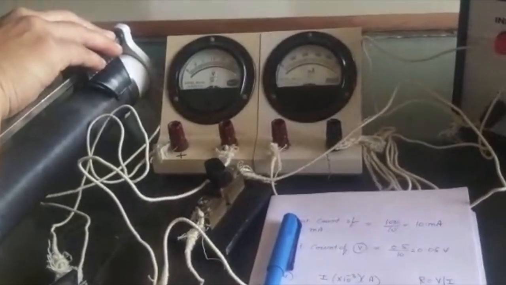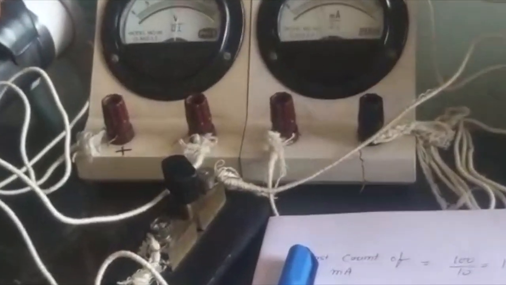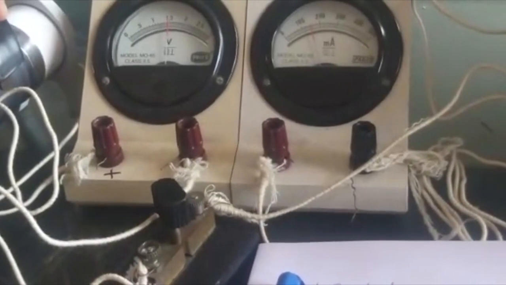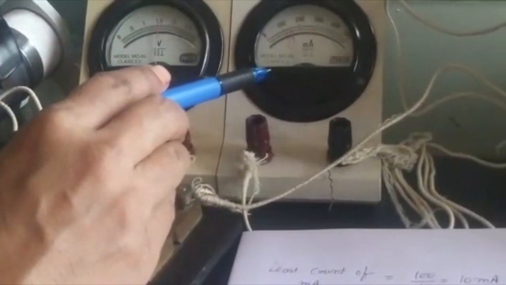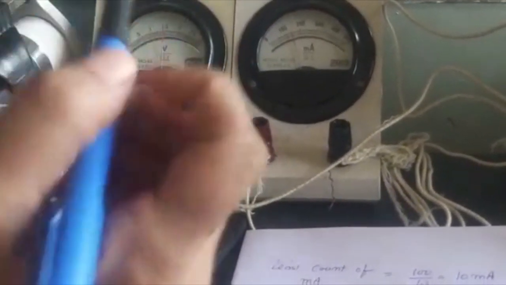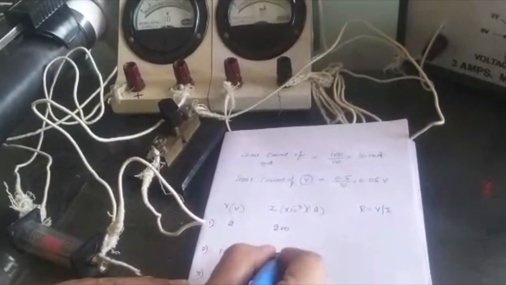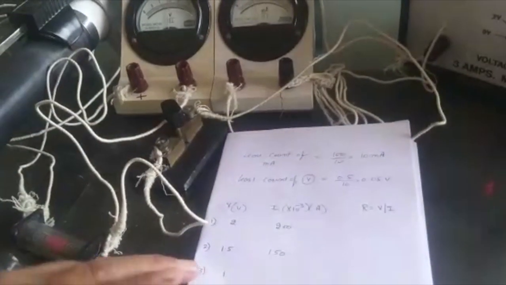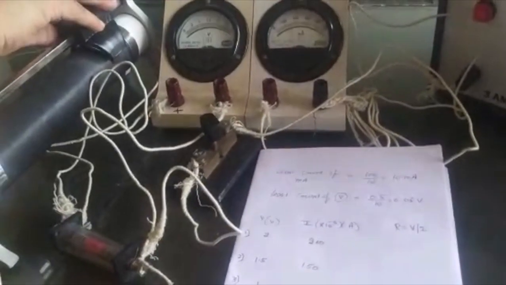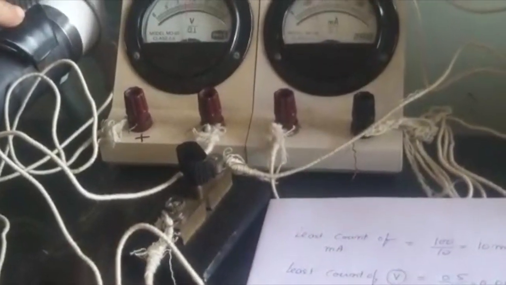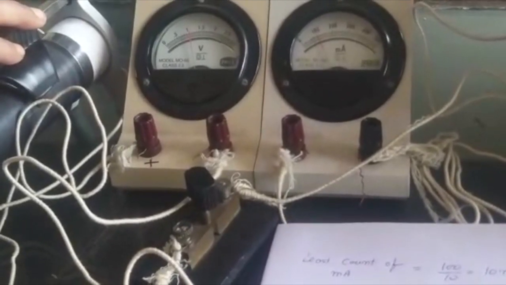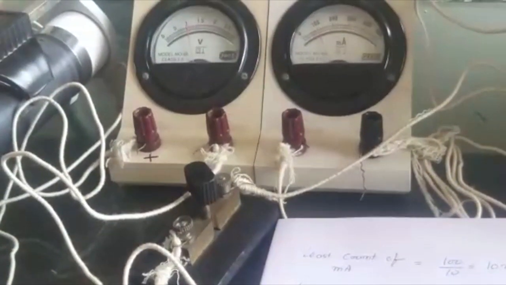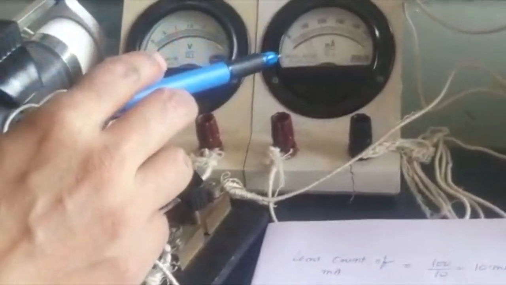In the second set, I am setting my voltmeter value at 1.5 volt. Against this, we can check the milliammeter reading is at 150 milliampere. So let's write 150 milliampere. Now the third set of readings: let's set the voltmeter value at 1. Against this, the ammeter reading here is 100 milliampere.